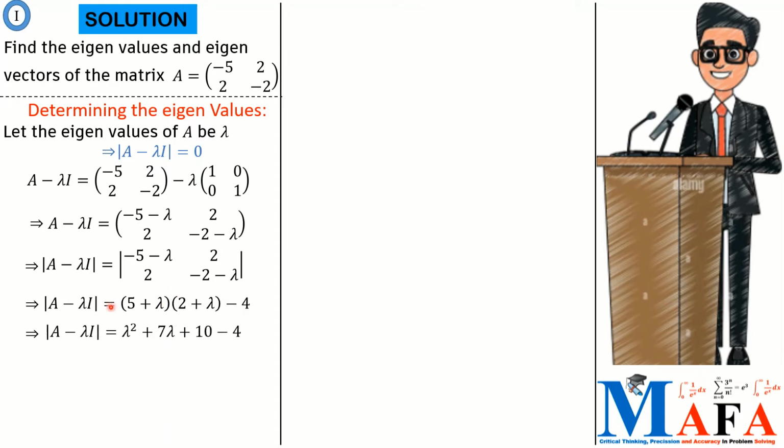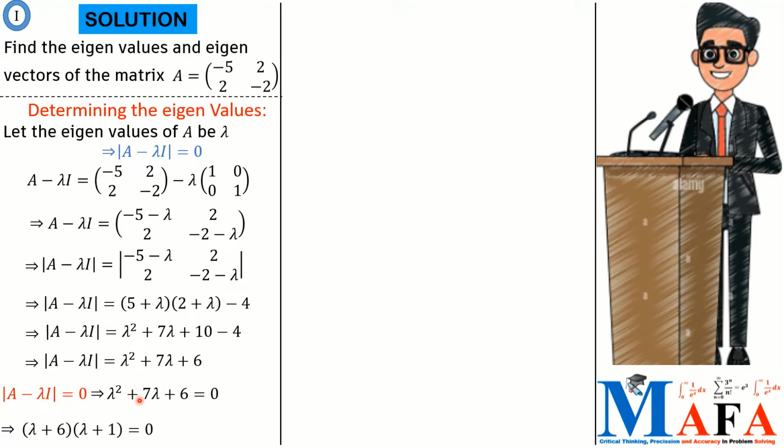If we expand this, we get lambda squared plus 7 lambda plus 10, then minus 4. But 10 and 4 are like terms, so we subtract them and get the determinant of that matrix as a function of lambda: lambda squared plus 7 lambda plus 6. Now we are to determine the eigenvalues, which means solving the equation that the determinant of A minus lambda I is equal to 0. Equating this expression to 0, because it is the equivalent expression of the determinant, we can then factor this quadratic expression on the left hand side.